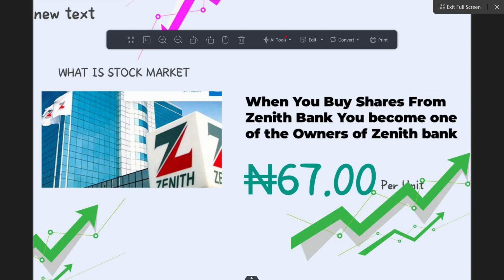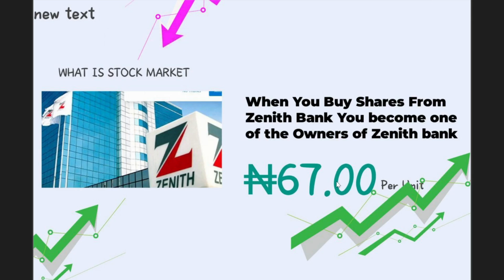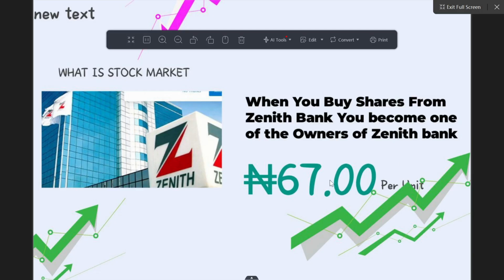You can become one of the owners of any bank. And the beautiful part is that one unit of a share in Zenith Bank is 67 naira. How many of you can put on your slippers, walk the ground and tell me that you have not spent more than 67 naira today? So per unit of a share of stock in Zenith Bank is 67 naira.